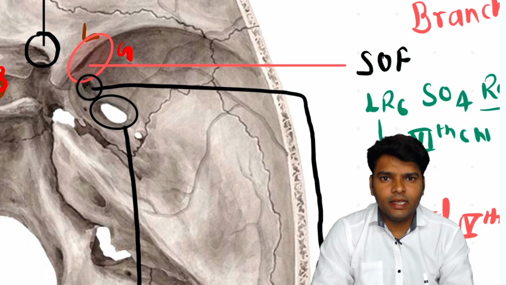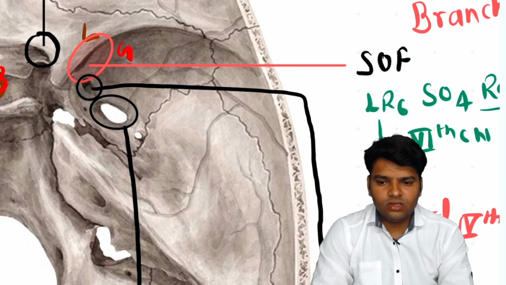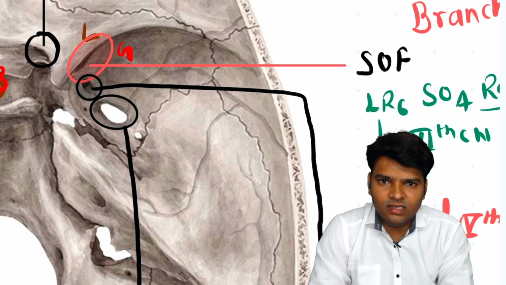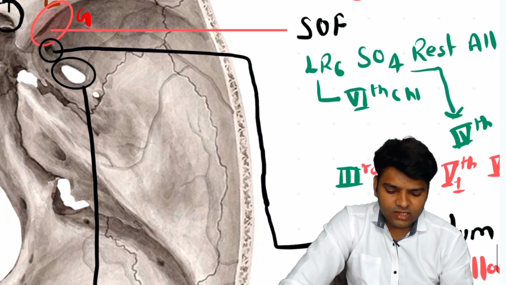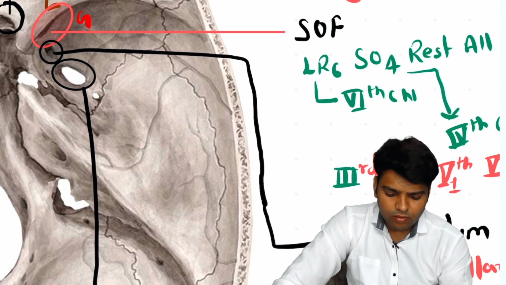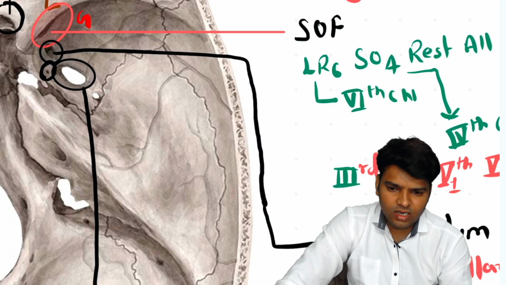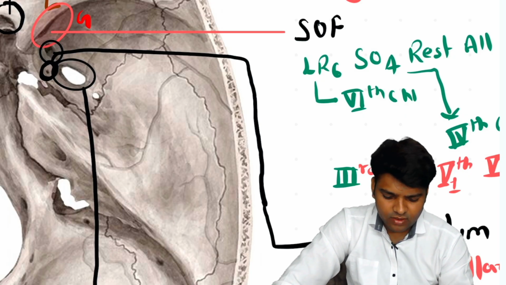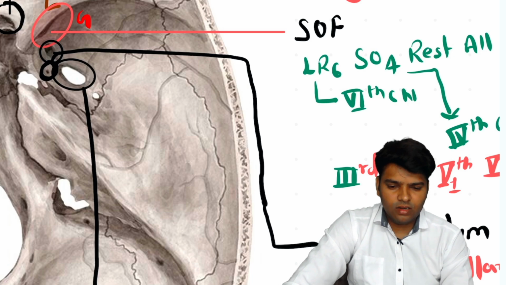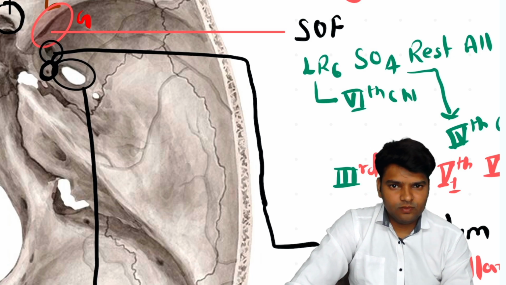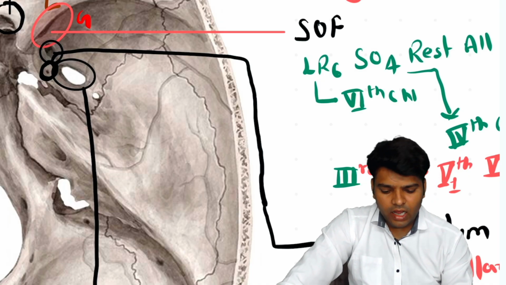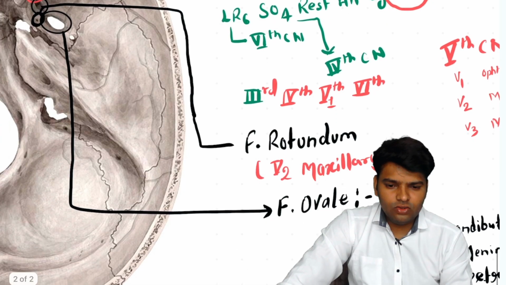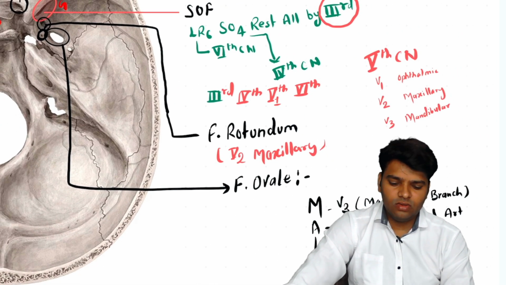V2 means the second branch of the trigeminal nerve, which is called the maxillary nerve. After the maxillary nerve passes from the foramen rotundum, we have a new opening called the foramen ovale, and from the foramen ovale you can see many structures passing through.